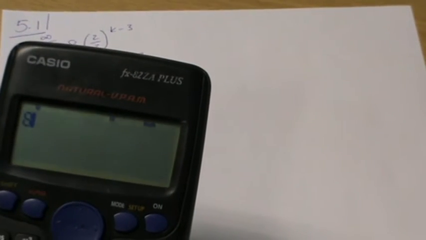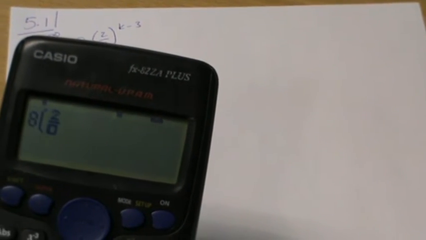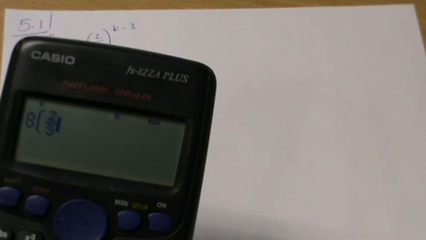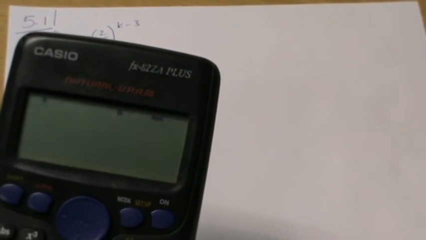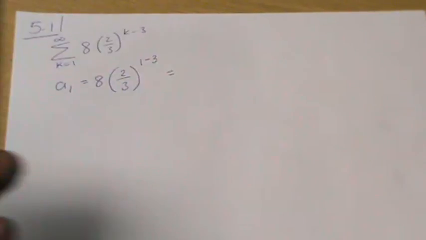This I can just do on my calculator and see what I get. I have 8 multiplied by 2 over 3, to the power of 1 minus 3, equal to, my answer is 18. So A sub 1 is equal to 18.